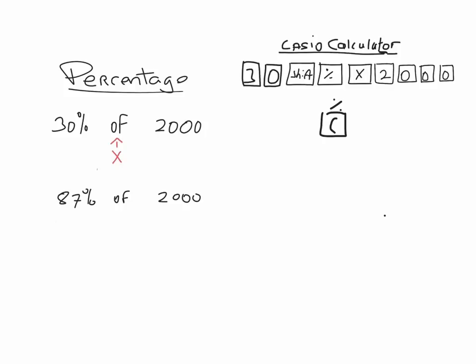Okay, so that was a fairly easy problem, but let's say we have a more difficult percentage, like this example here, 87% of 2000. For that, you couldn't really work it out in your head like you did with the previous one. You'd have to key that into your calculator. So again, you do the same thing. You press 87 in here and do the same routine, and you will get the answer for that.